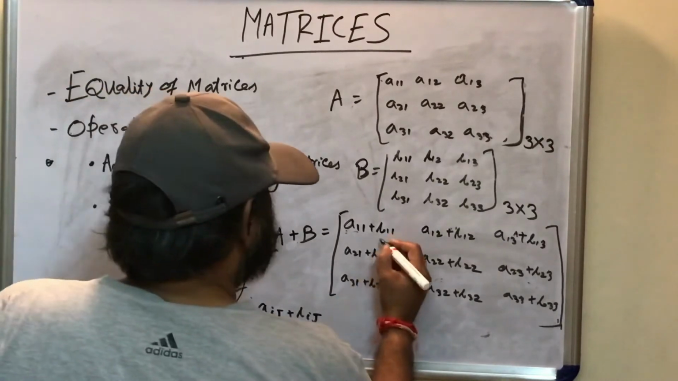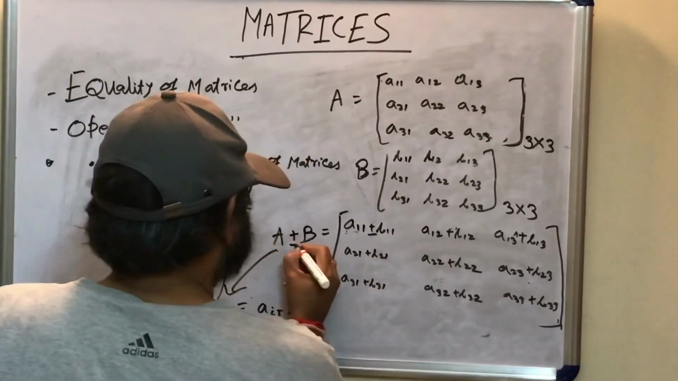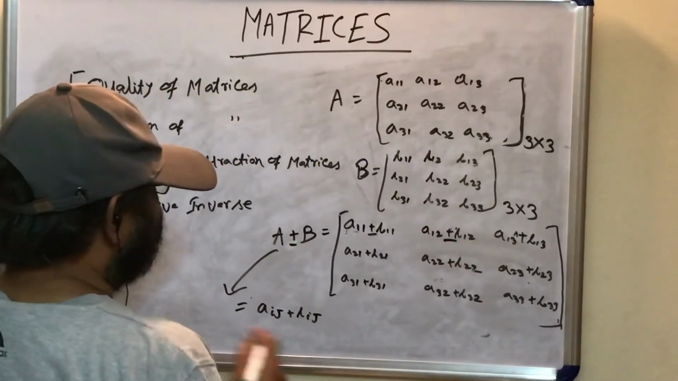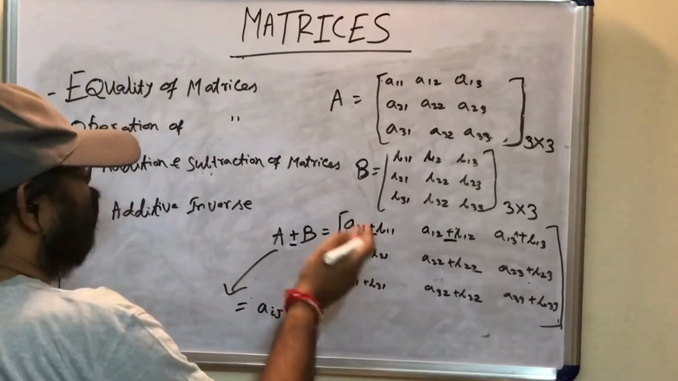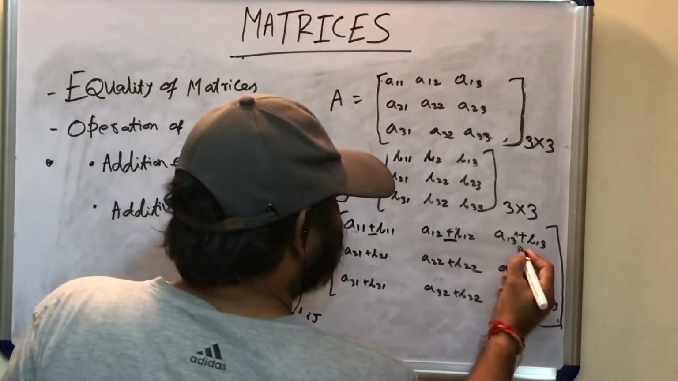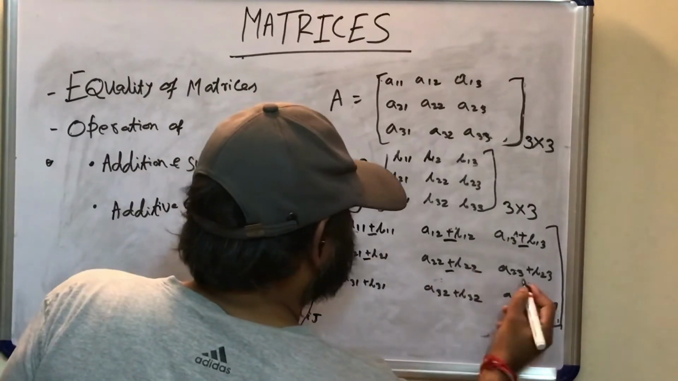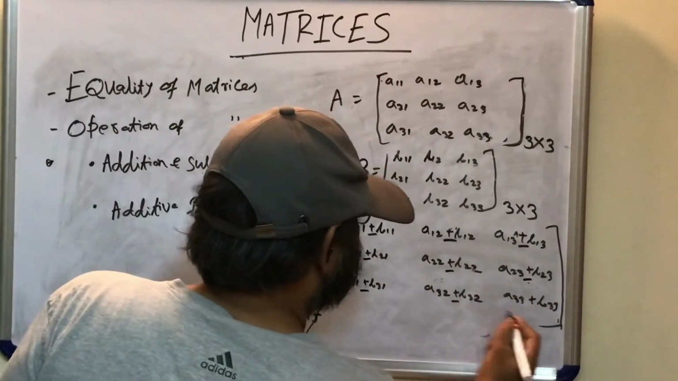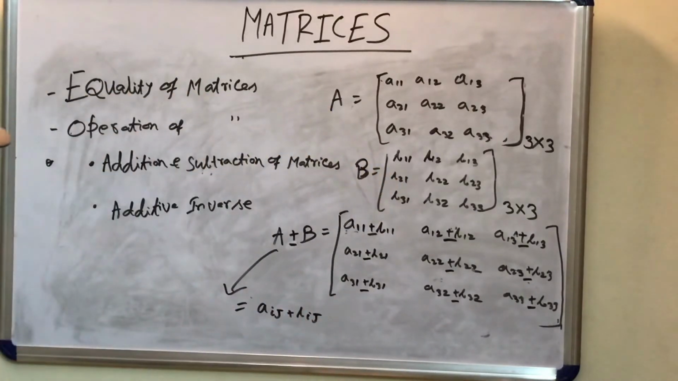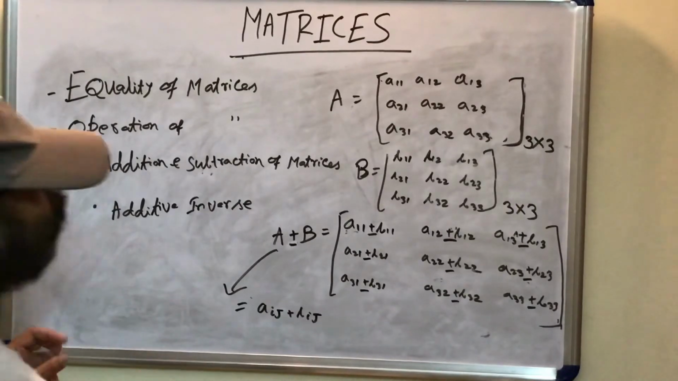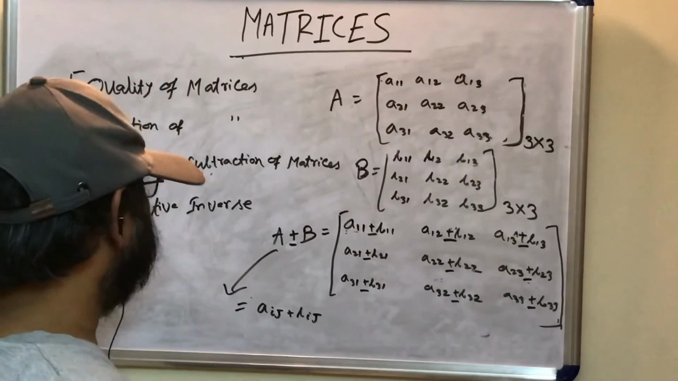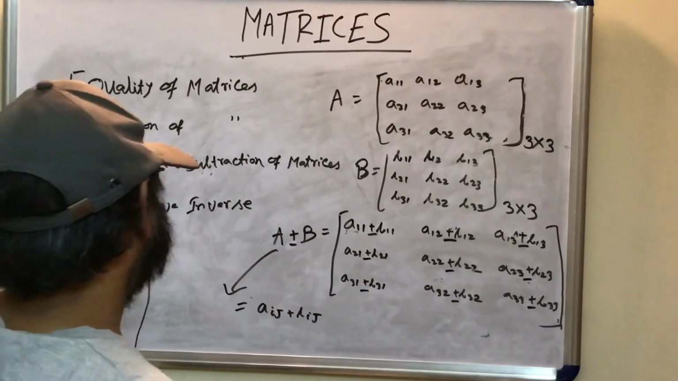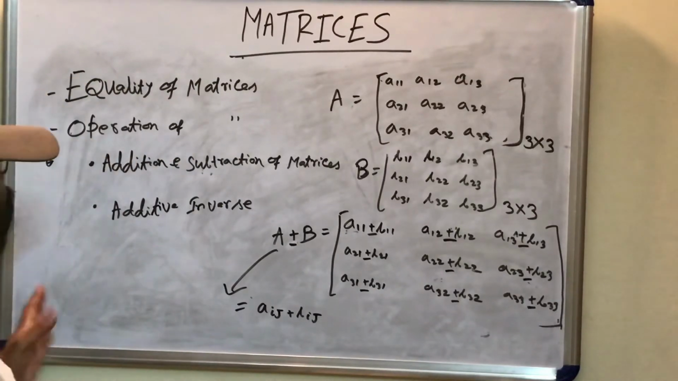Now what is the subtraction? In addition we are adding; in subtraction we are subtracting the elements of matrix B from matrix A. That plus sign will be replaced by a minus sign. That is the subtraction. I think up to this it is clear. So how can we add two matrices? The first precondition is that the order of both the matrices will be the same, and then corresponding elements are to be added or subtracted. What is additive inverse?